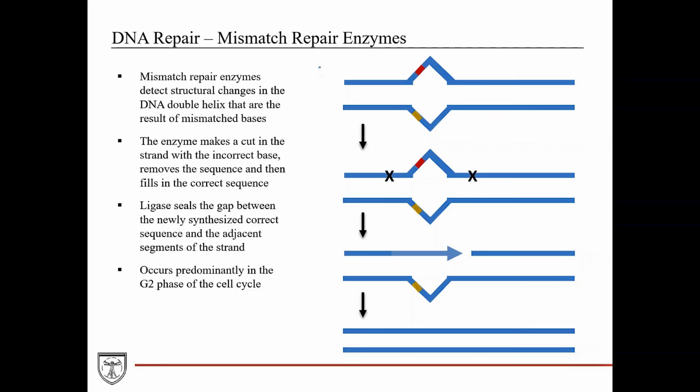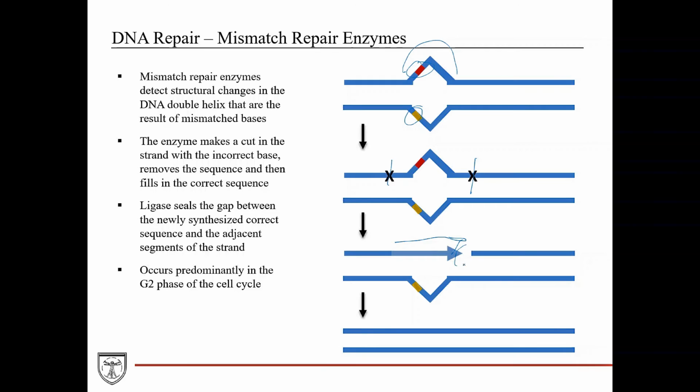All right, so now we're going to talk about some of these DNA repair mechanisms. First, mismatch repair enzymes. So these recognize structural distortions in DNA, like we show here in the diagram. And these structural distortions specifically that this enzyme recognizes are a result of mismatched bases. So you have an incorrect base here, and then it doesn't base pair properly with this base, so this distortion results. So the enzyme comes in after it recognizes this distortion here, makes a cut in the strand here and here with the incorrect base, and then it removes this entire sequence. Then it's able to fill in that sequence with the correct base.